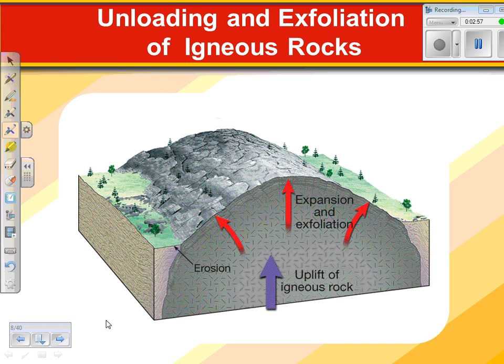This is an example of a dome mountain, of course, and you get uplift of the igneous rock, and it pushes up in various places. As the material covering the rock erodes away, you get expansion, and then, of course, exfoliation, characterized by these half circular layers or sheets that actually break off the surface.